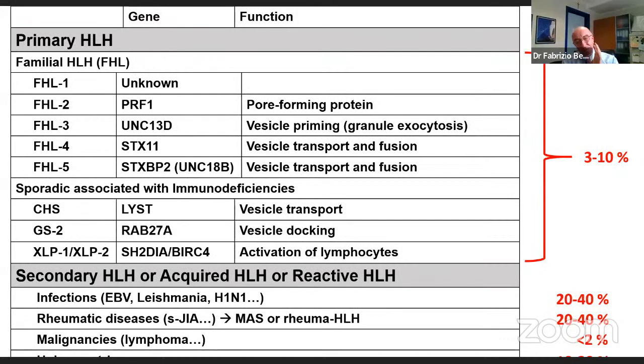This is a rather old classification of HLH, but it gives you a message. The genetic forms are really rare. They may get to 5%. I don't think we get to 10%. I think they're below 5%. Okay, and everything else is everything else. And you have to look for secondary HLH or acquired HLH. And this is a major issue when you are dealing with a patient with early suspicion of HLH.